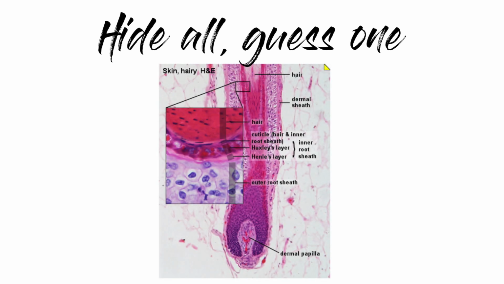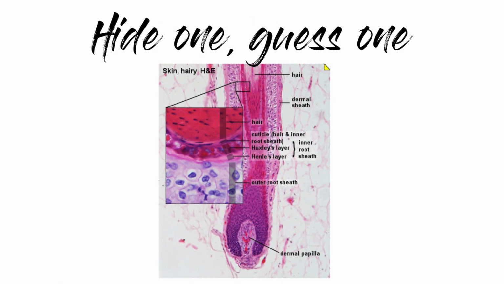As you can see here, hide all guess one just means that all of the boxes are covered and then the one you need to guess is in red, whereas hide one guess one is all the labels appear besides the one you want to answer.